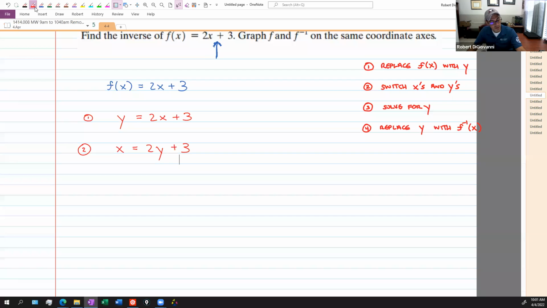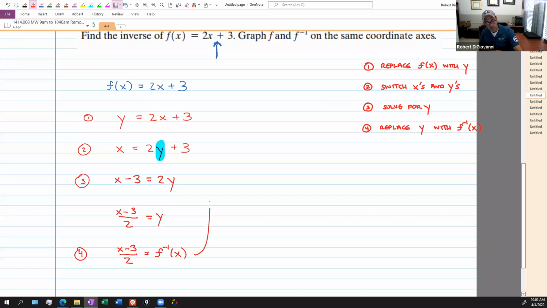That's step 2. Step 3 is we are going to solve this equation for y. We're going to try and get this y by itself. So algebraically, I'm just going to subtract 3 from both sides. And then I'm going to divide both sides by 2. And now I have an equation for y. Step 4 is to replace the y with the f inverse notation. So x minus 3 over 2 equals f inverse of x.